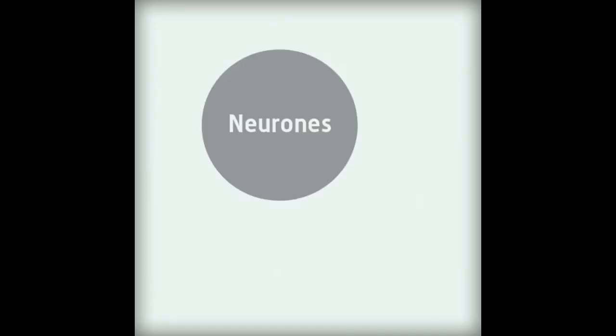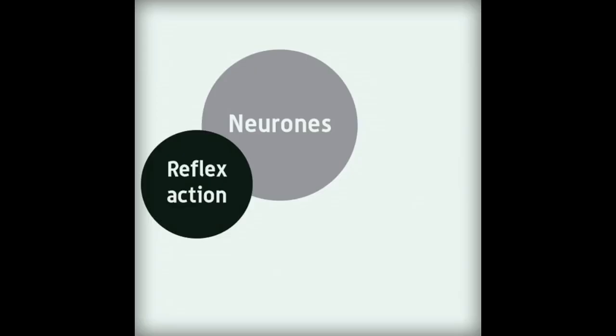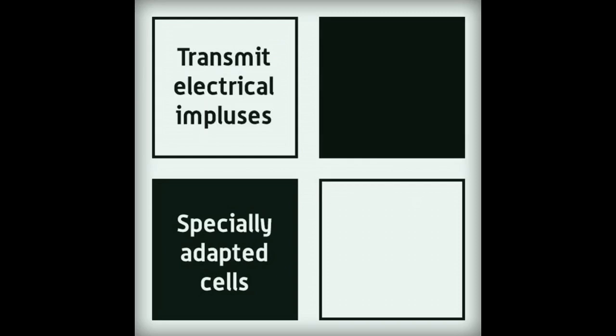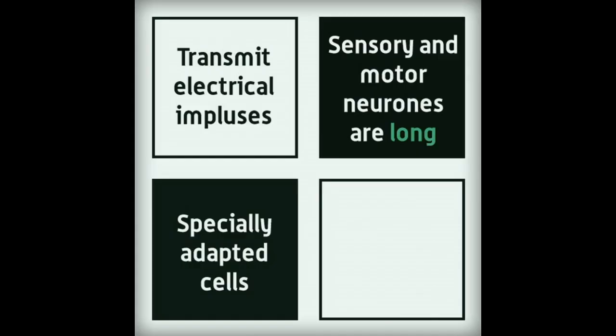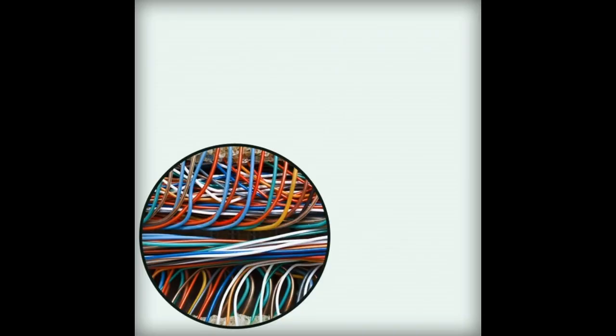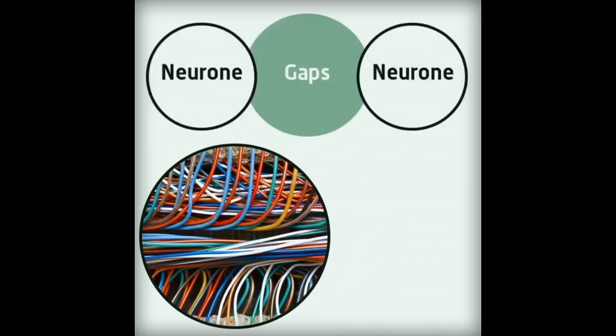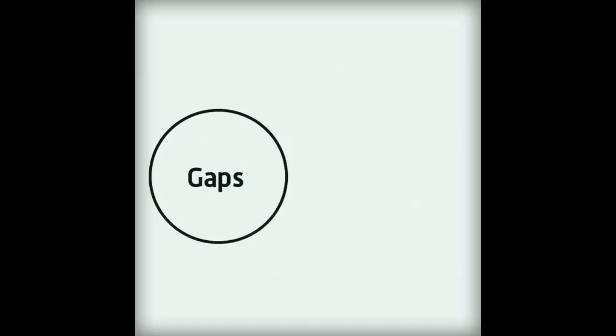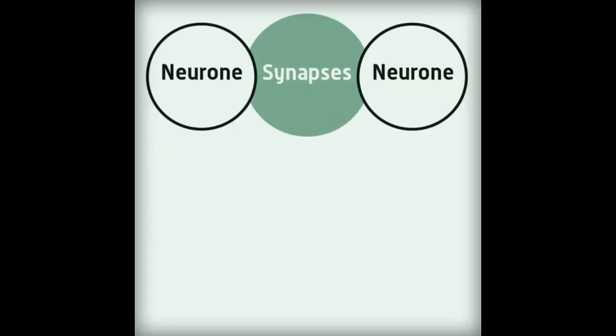The neurons involved in reflex actions are quite amazing. All neurons are specially adapted cells. Their function is to transmit electrical impulses quickly and without interference. This means that sensory and motor neurons tend to be quite long, like wires, but relay neurons are much shorter. Unlike the wires in an electric circuit, there are gaps between neurons. These gaps have a scientific name. They're called synapses.